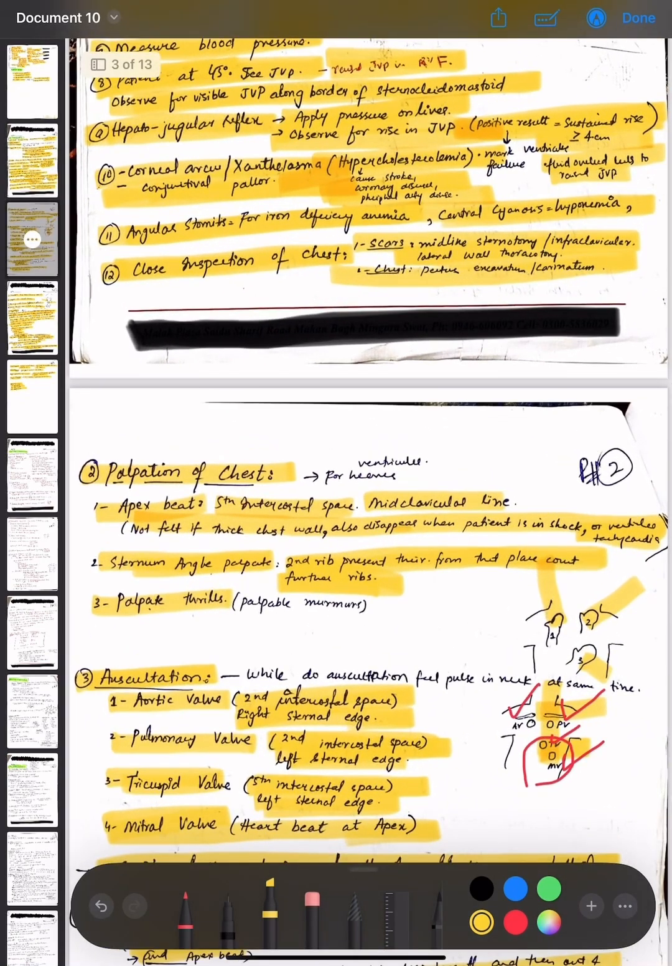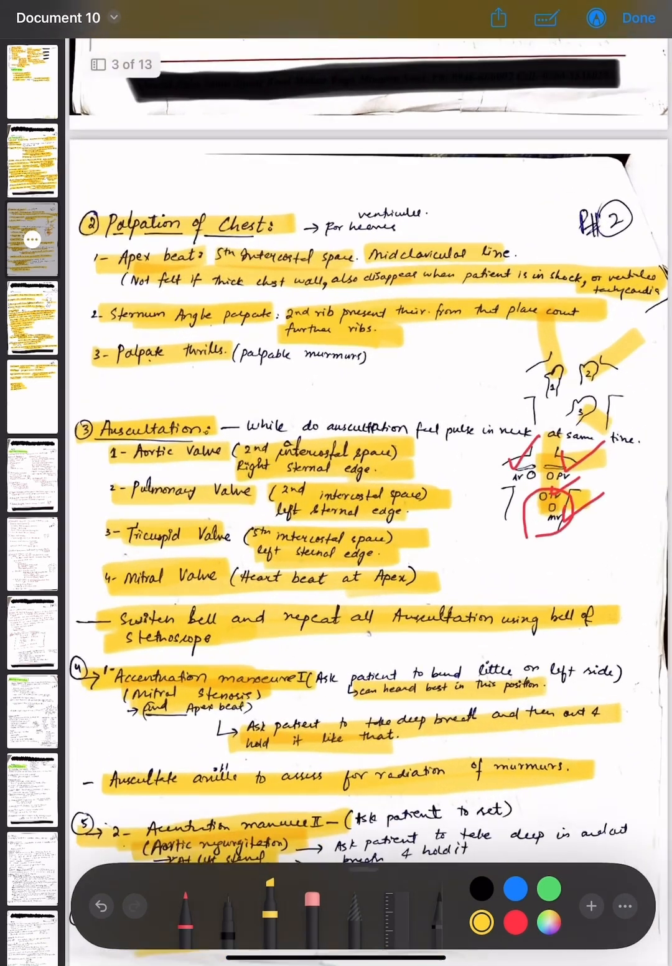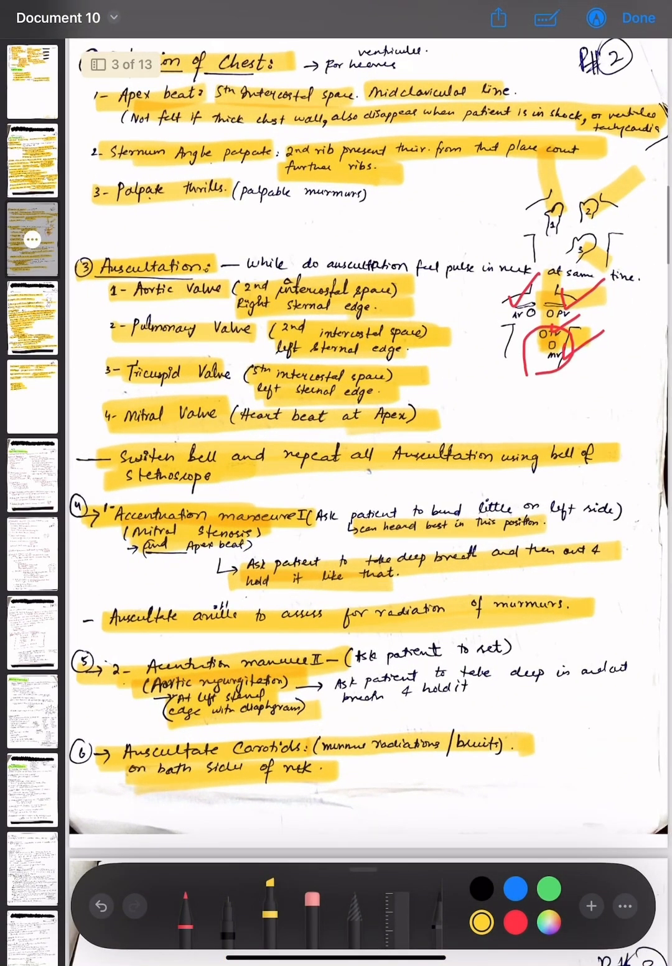Then we will come towards the palpation. For palpation, you have to palpate the apex beat and the sternal angle, and palpate for thrills on the following positions, that is on the right, on the left, and on the apex beat. Then we have to do the auscultation. Auscultation is done on the 4 different sites, which are the aortic valve, pulmonary valve, tricuspid valve, and mitral valve.